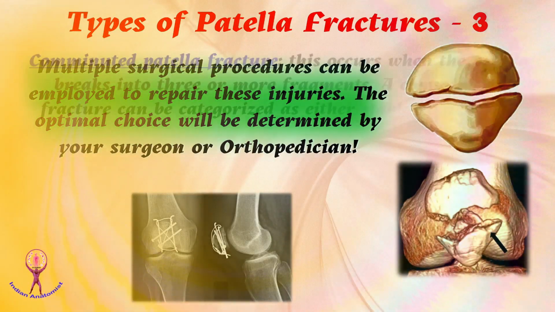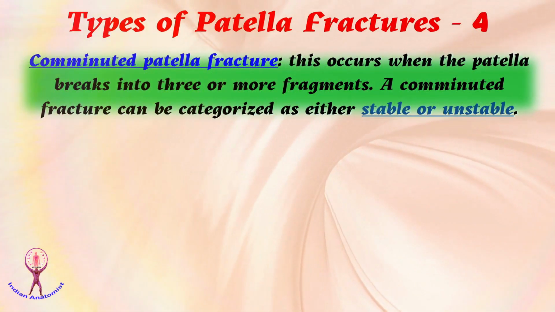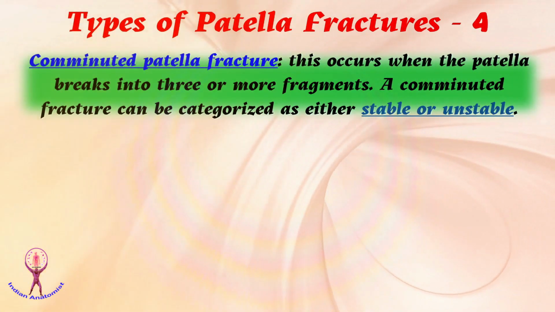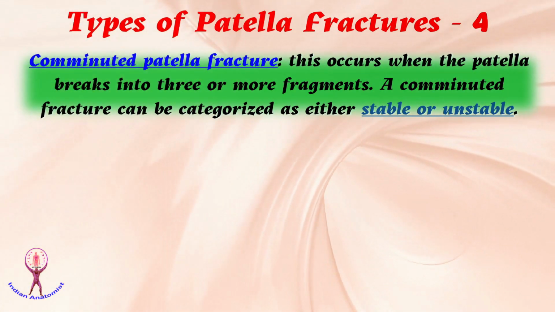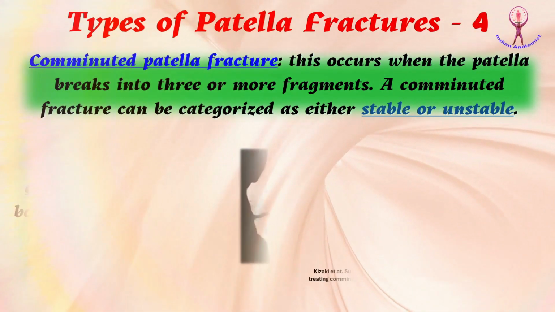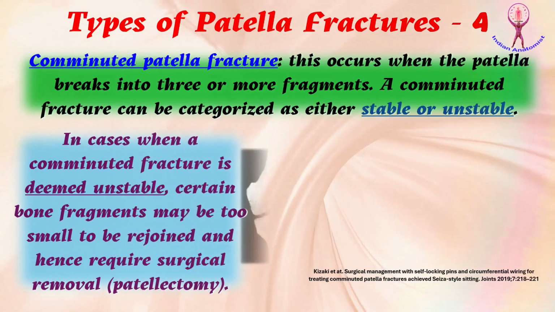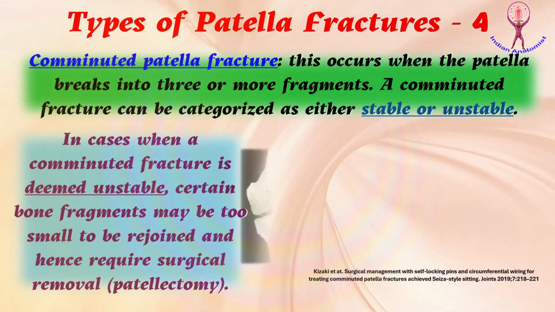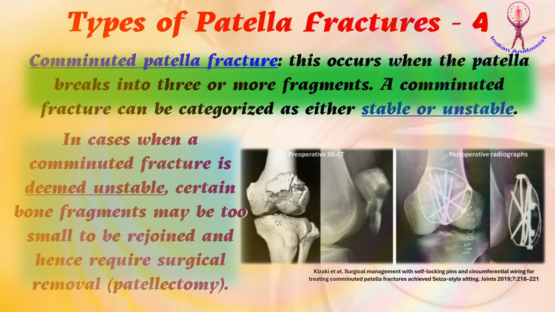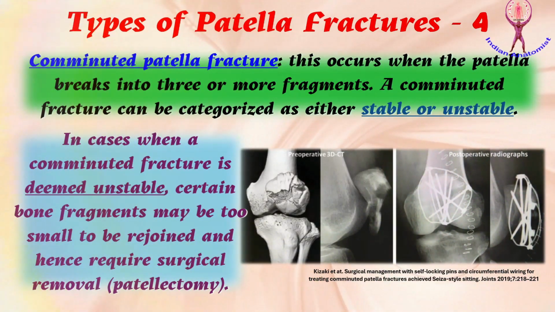The fourth type of patella fracture is the comminuted patella fracture. This occurs when the patella breaks into 3 or more fragments. A comminuted fracture can be categorized as either stable or unstable. In cases when a comminuted fracture is deemed unstable, certain bone fragments may be too small to be rejoined, and hence require surgical removal, called patellectomy.